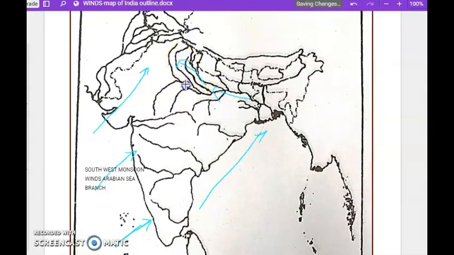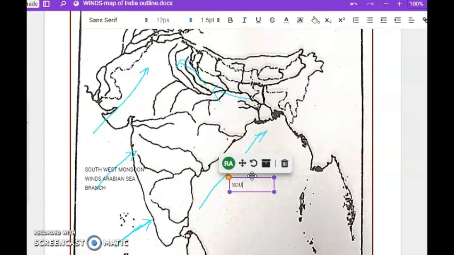You can draw it with dark blue color or you can draw it with black color as you wish, because it should be visible. Make thick arrows so that it's visible. I've drawn with blue because its visibility is clear when we draw it with blue color. Now we name this as southwest monsoon winds, Arabian Sea branch. Monsoon winds, Bay of Bengal branch.